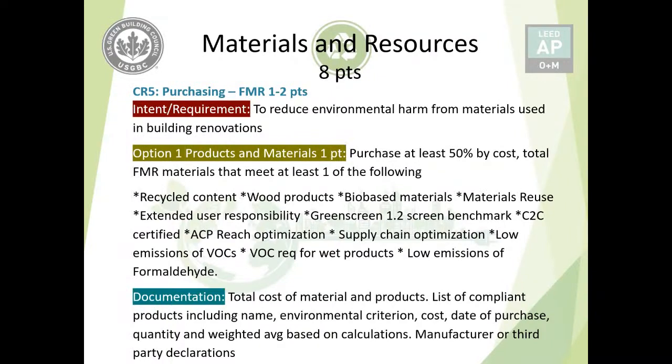For the documentation, the total cost of materials and products, because from which we will take the compliant materials, and the list of products that are compliant, including their name, what is the environmental criterion? Either it falls in the wood products, bio-based, materials reuse, recycled content, supply chain, whatever you are applying. What was the cost? What was the date of purchase? Because it should fall in the performance period, quantity and weight average based on calculations. And manufacturer or third-party declarations, if it is wood product, it is to be certified by FSC. Usually the screenshot from the website or the material safety data sheet from the product can be enough to fulfill the requirement of documentation.